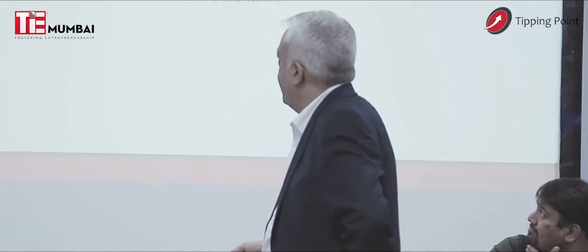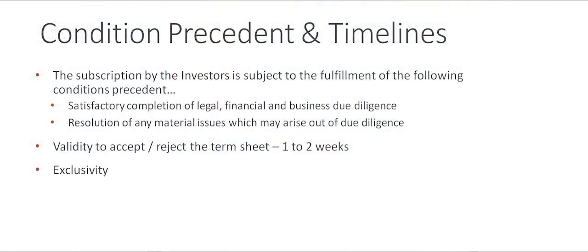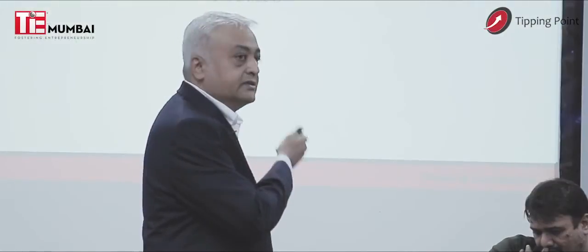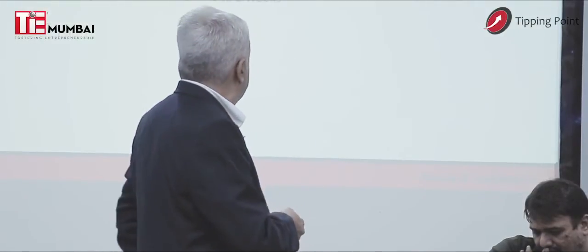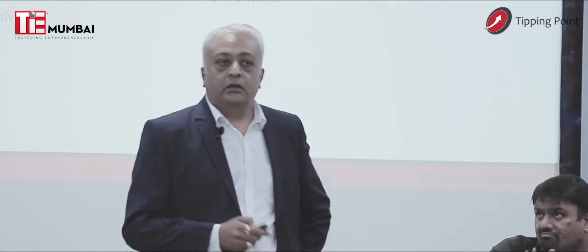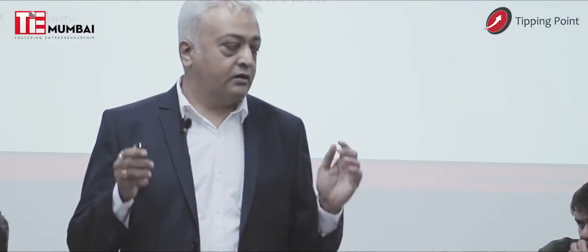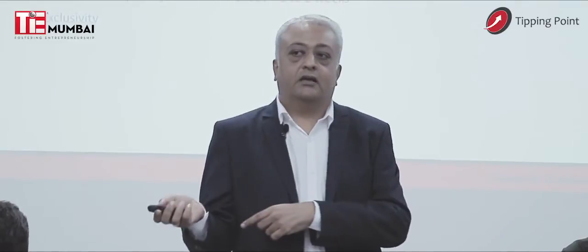Validity to accept or reject the term sheet: typically you have one or two weeks. During this period you have to complete the due diligence process and complete the condition precedent actions. Exclusivity. As initially mentioned, during this two-week period, the investor will have exclusivity. You cannot take this term sheet to any other investor for better offers.